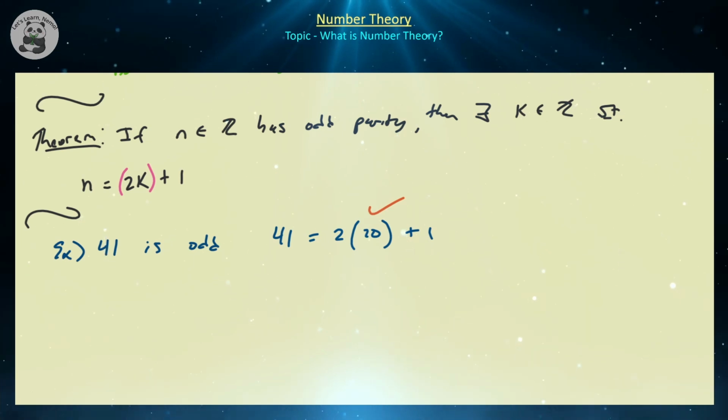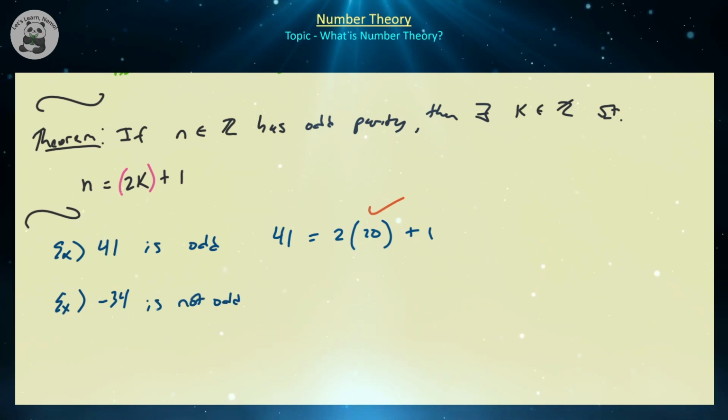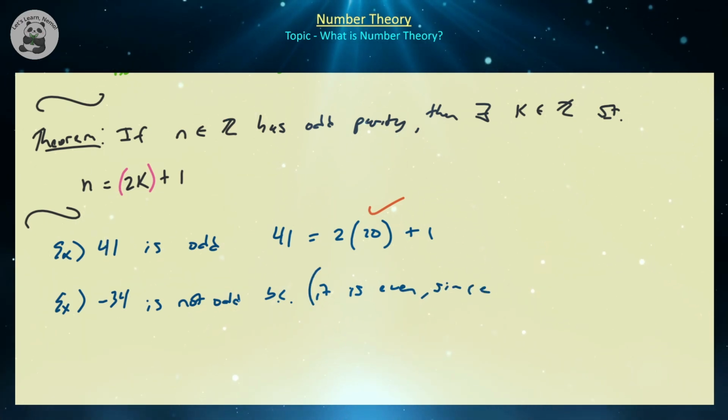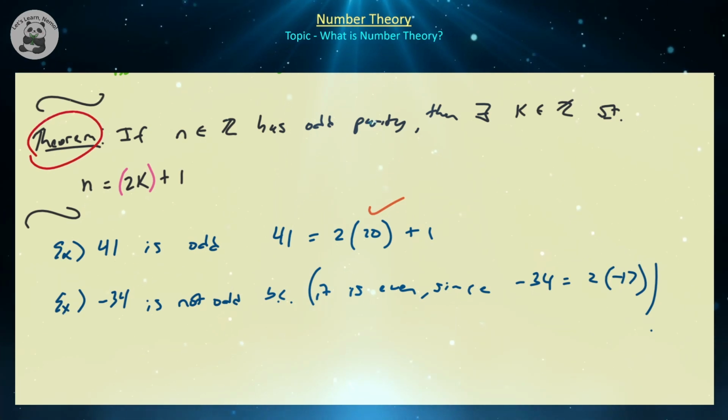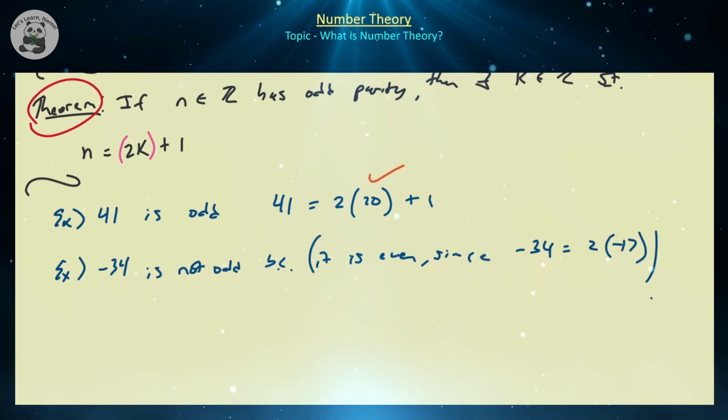And you can say, okay, well, what about minus 34? Is this even or odd? So this is not odd because it is even. And why is it even? It is even since negative 34 can be represented as 2 times some arbitrary other integer, minus 17. Right? So that proves how to prove a number is even or odd. Some people will actually just take this theorem as a definition for odd integers, and that's perfectly okay. It really depends on what type of narrative you're trying to set up here.